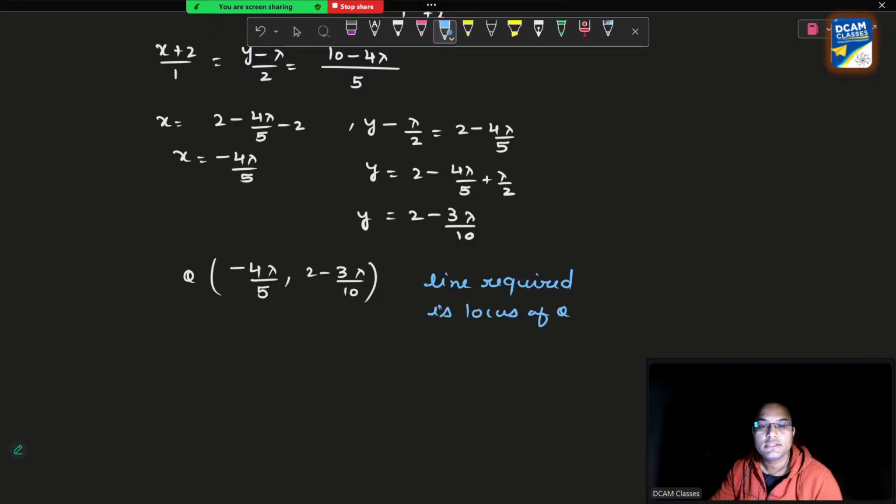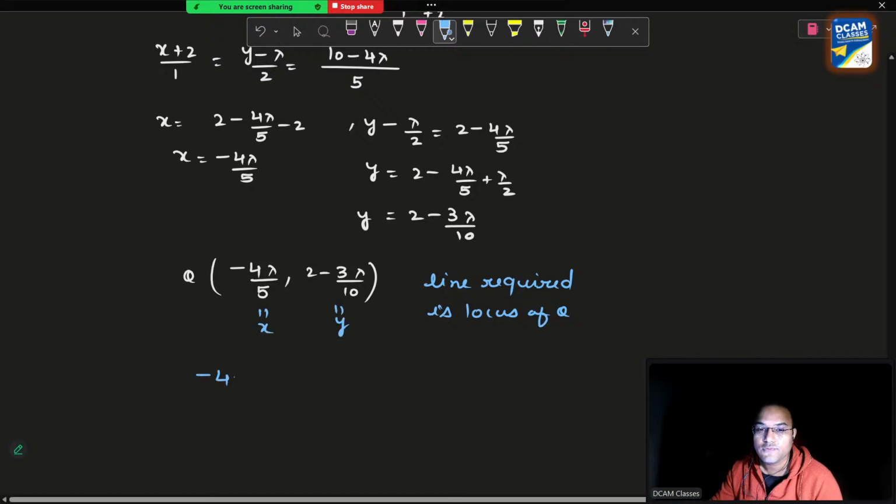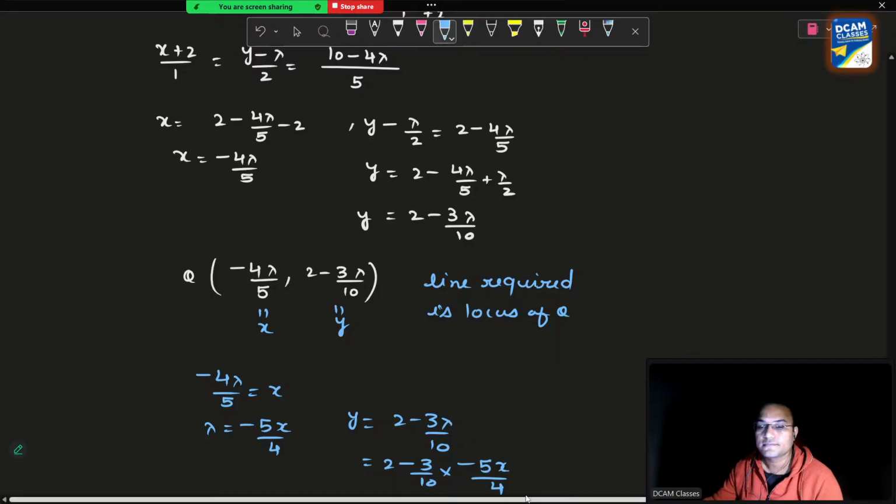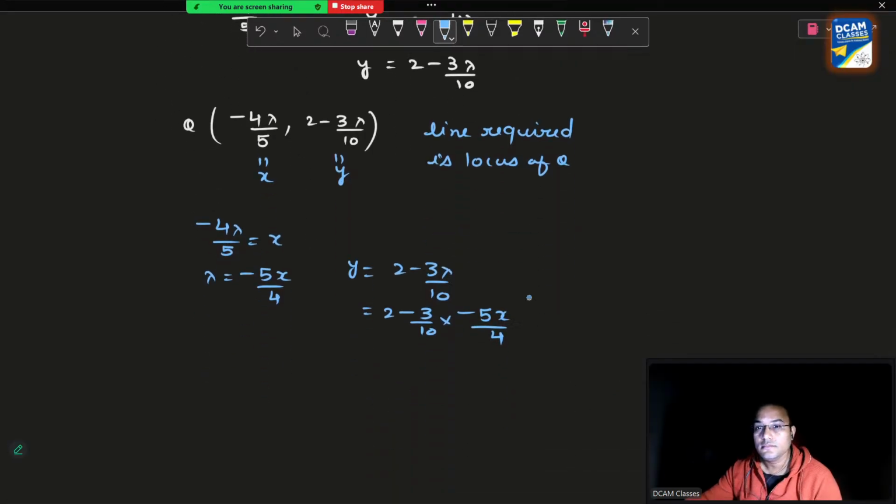So how will we get the locus? Equate it with x, equate it with y, remove lambda. So minus 4 lambda by 5 is equal to x, so lambda will be minus 5x by 4. And y is equal to 2 minus 3 lambda by 10. Just put the value of lambda here: 2 minus 3 by 10 into minus 5x by 4. 2 minus, cancel, plus, 5 twos are 10, 2 plus 3x by 8.